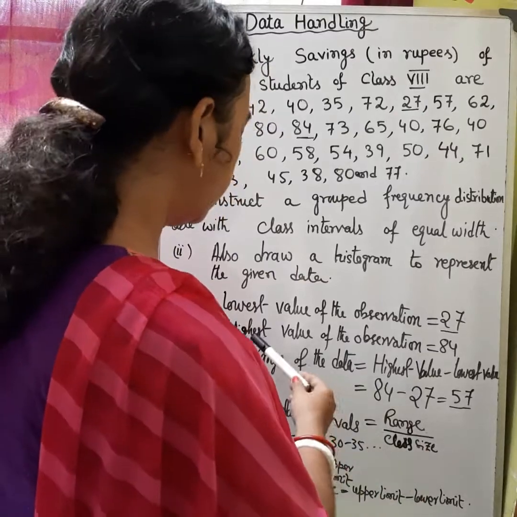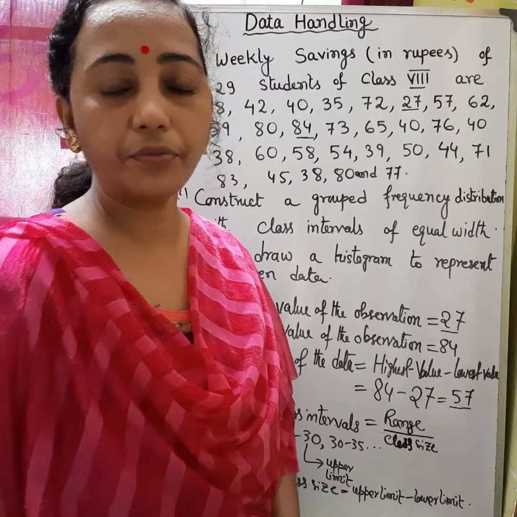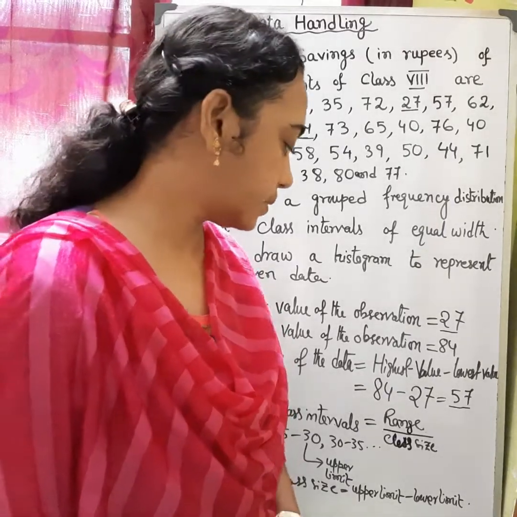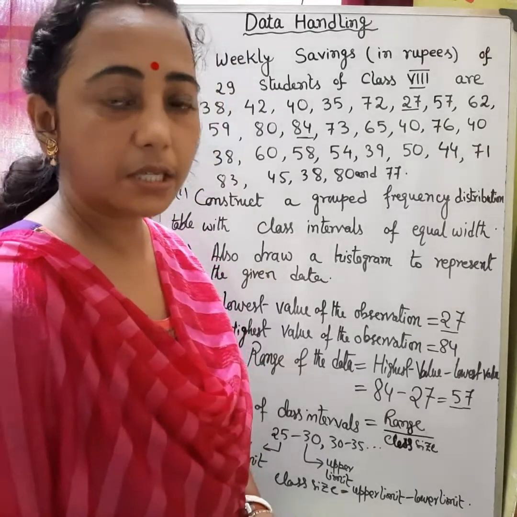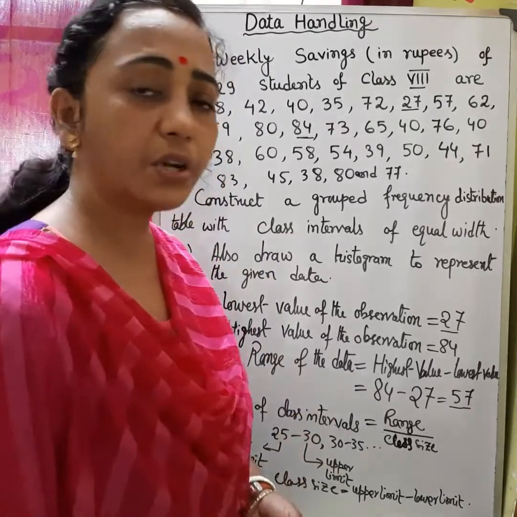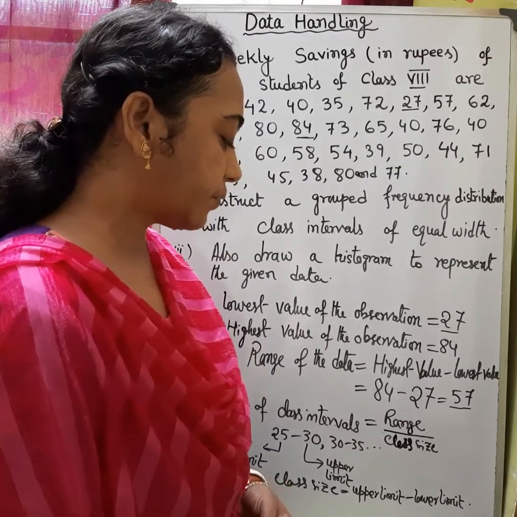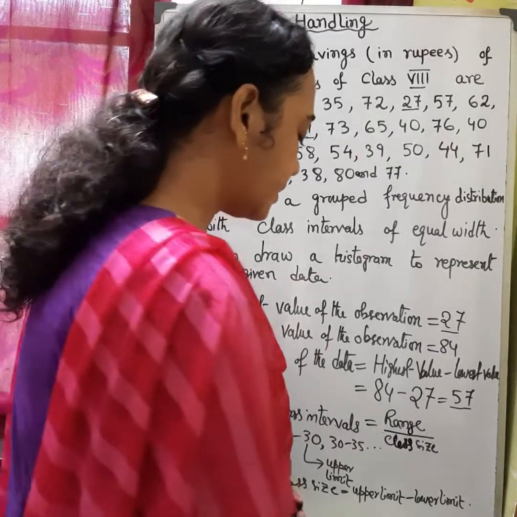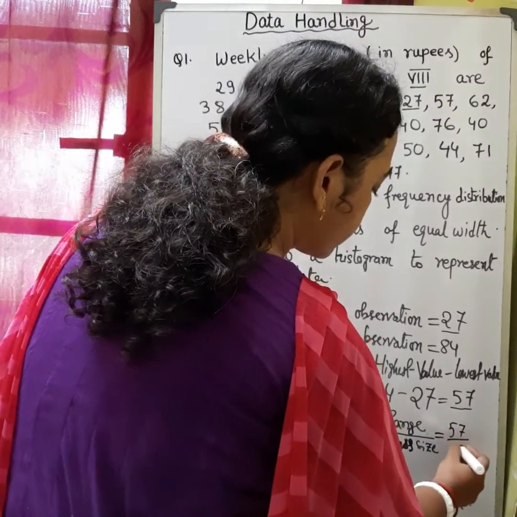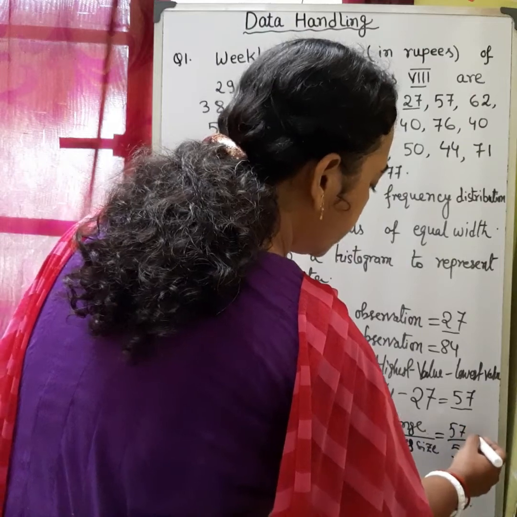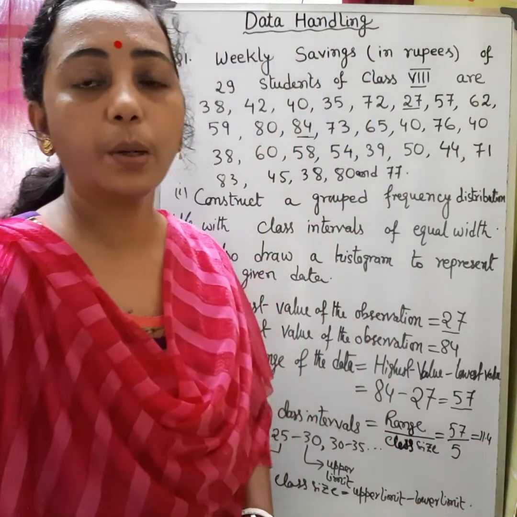Now here the highest value of the observation is 84. So up to 85 we can easily consider the class intervals. So how many class intervals will we get? To find the number of class intervals from the given observations, we can use the formula range divided by class size. If we divide 57, the range, by the class size, if we consider it as 5, we get the value 11.4, which is greater than 11 but less than 12.